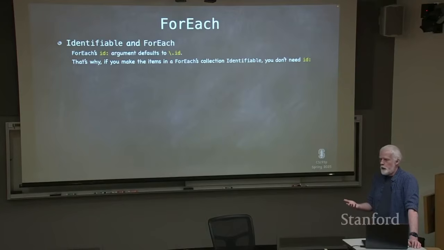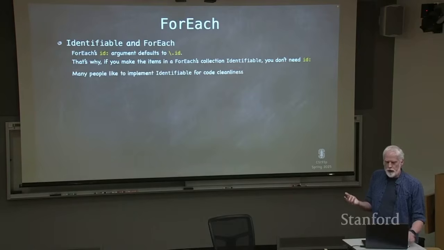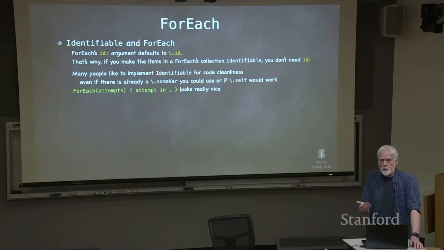So if we have Identifiable things and we want to use ForEach, what's really cool about ForEach is that the id argument defaults to \.id. And of course, \.id means the id var in the thing, which is what Identifiable makes you put on there. So a lot of people like to do Identifiable on things in a ForEach just so they get beautiful code like this. You see this beautiful code in green? ForEach attempts, no id : \, no .indices, none of that stuff. Just ForEach, and maybe it would be ForEach game.attempts in this case. It looks nice. I agree, it does. And if you make the attempts, which are Codes in our CodeBreaker, if you make them implement Identifiable, you can do this code.